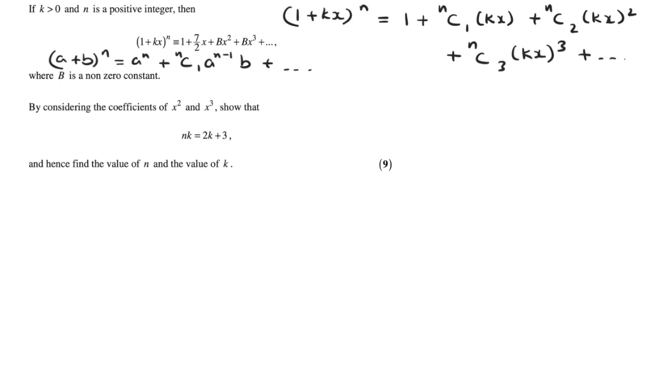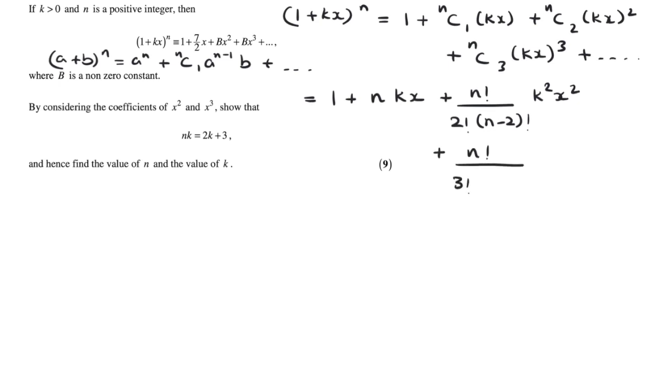So we just have to go up to x cubed, and I'm going to further tidy this up. That will be equal to 1 plus nC1, which is just n, so nkx, and then nC2 is n factorial over 2 factorial times (n minus 2) factorial, followed by k squared x squared. And then I have my last term, which is n factorial over 3 factorial times (n minus 3) factorial, k cubed x cubed.